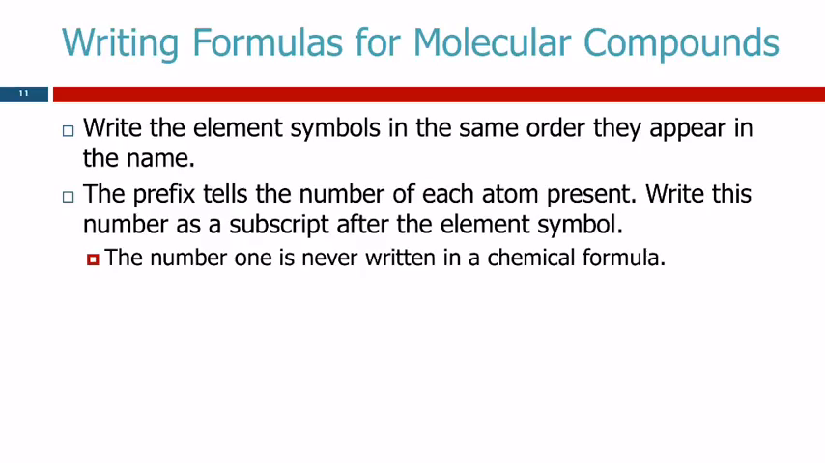Well, what if we have the name and we need the formula? Is it just the reverse? You're going to write the element symbols in the same order that they were in the name. There actually is a specified order, just so you know. But because you're going to be given either the formula or the name with the correct order, I don't think we need to bother you with trying to remember that. Write the element symbols in the same order as they appear in the name, and then use the prefixes to get the subscripts. And again, we never write the number 1 in a chemical formula.